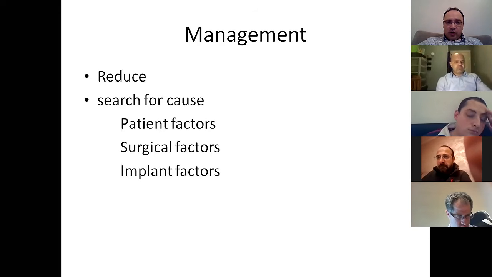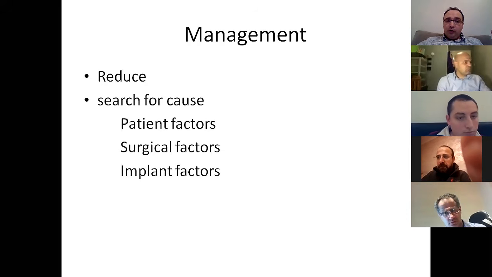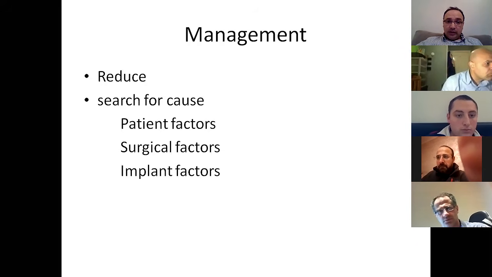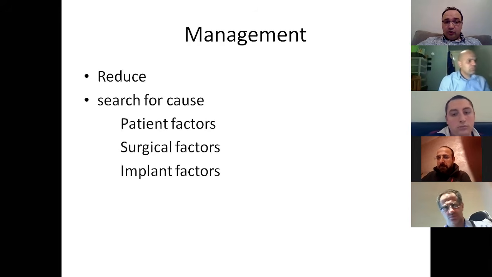The examiner doesn't have to ask you what you're going to do. You could just volunteer that, because you know that's what the station is about. It's about your understanding of the management of hip instability. So you could say to the examiner, I would like to reduce the dislocation. Please don't start going into details about how you're going to reduce it.